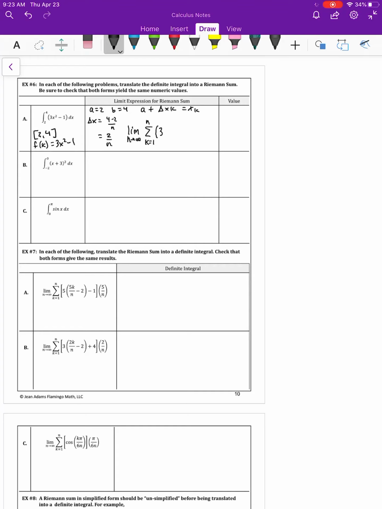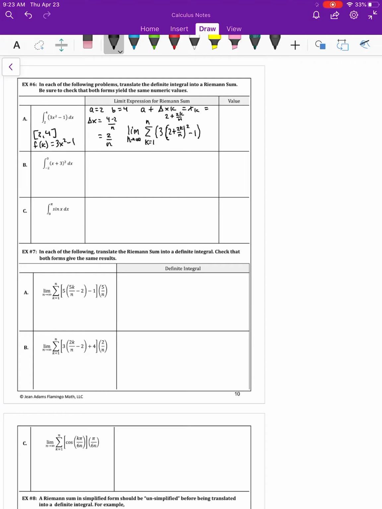Sorry. Looks like an m now. Then we've got the limit as n goes to infinity, summation, k equals 1 to n.